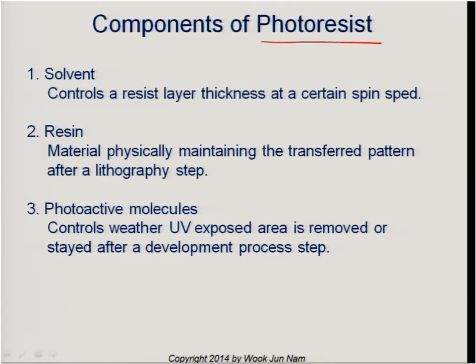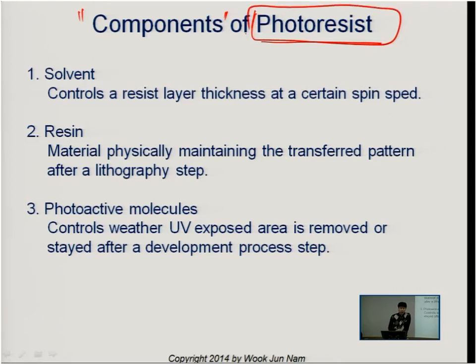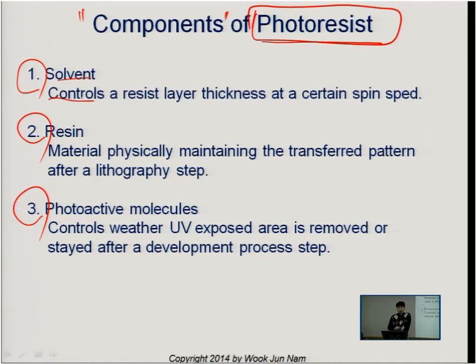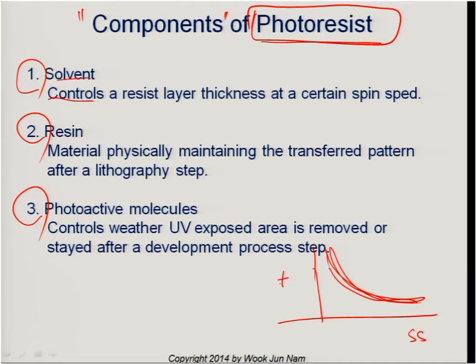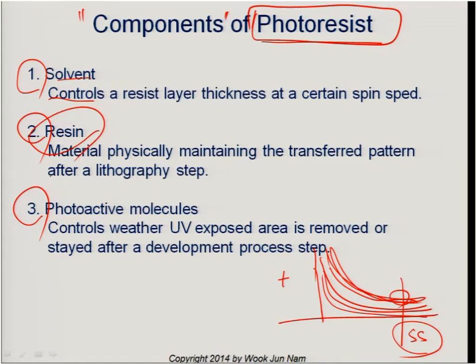So what components make up a photoresist? We have a solvent, a resin, and photoactive molecules. The solvent controls the thickness of the resist. When you are spin coating, depending on the spin speed, your film thickness gets thinner. If you dilute your standard resist with a solvent, under the same spin speed conditions, your resist gets much thinner than non-diluted resist. The resin is the material remaining on the substrate after all the processes are finished, and the photoactive molecules cause the removal or cross-linking after the UV exposure.